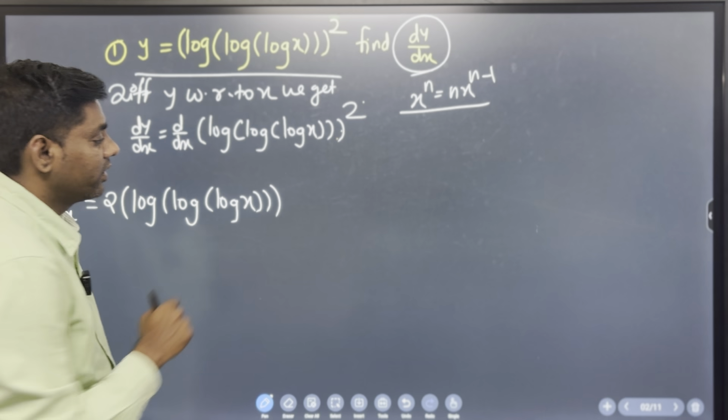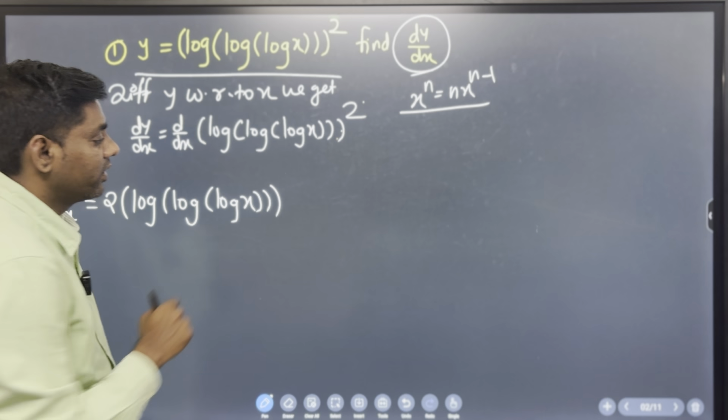Then we go to the inverse trigonometric functions. Remember the derivatives of inverse trigonometric functions: the derivative of sine inverse x is 1 upon root of 1 minus x square, and similarly for cos inverse, only with a minus sign. Then the derivative of tan inverse x is 1 upon 1 plus x square, and similarly for cot inverse, only with a minus sign. And the derivative of sec inverse x is 1 upon x into under root of x square minus 1, and similarly for cosec inverse, only with a minus sign.